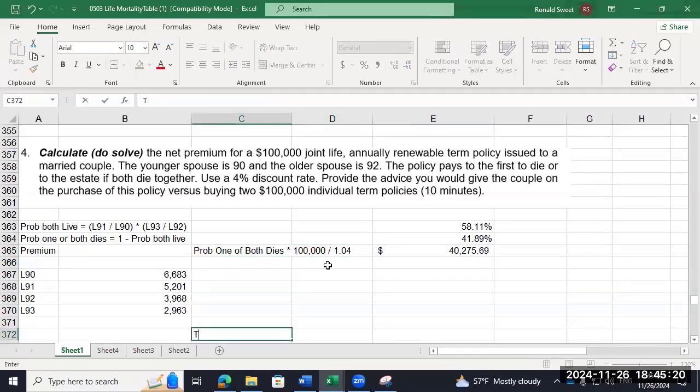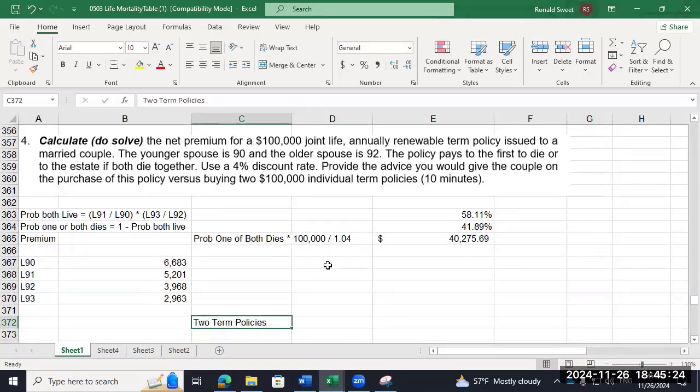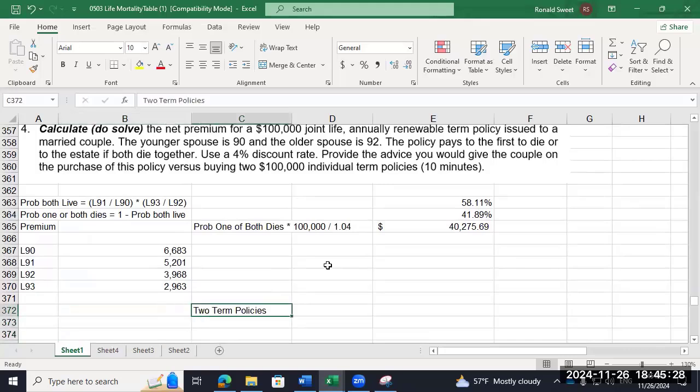Now, what if they bought 2 term policies? These are really, really easy. So set that up. How would you do a term policy for the 90-year-old? Remember, you have D90 times the face divided by 1.04 divided by L90. Remember that formula? You have D92 times the face divided by 1.04 divided by L92. It's the same formula you've been using, a really simple formula. You just add those two together. So write out those formulas real quick.